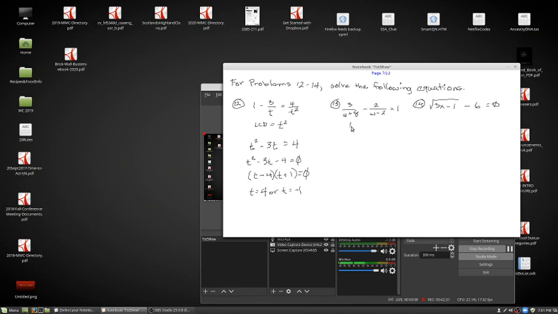Here the least common denominator is w plus 8 times w minus 2, which is w squared plus 6w minus 16.